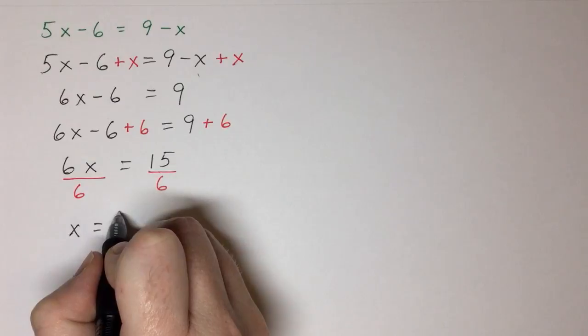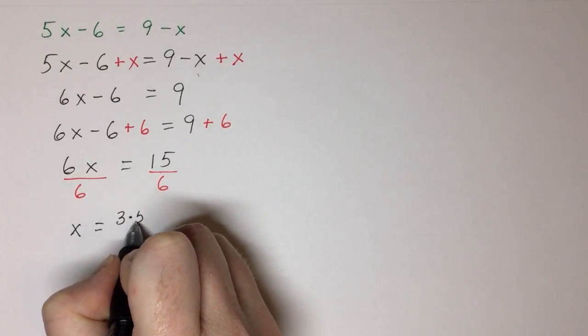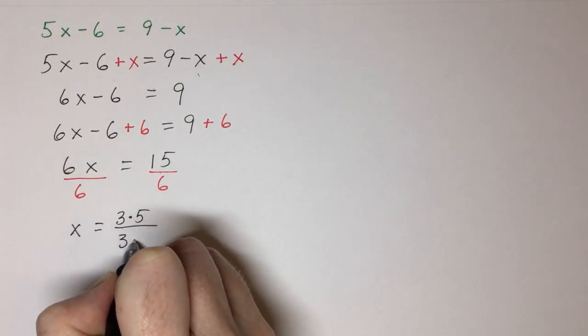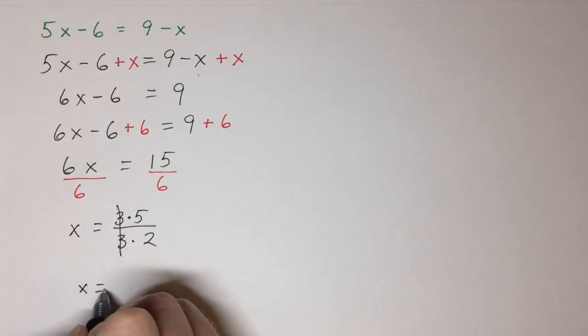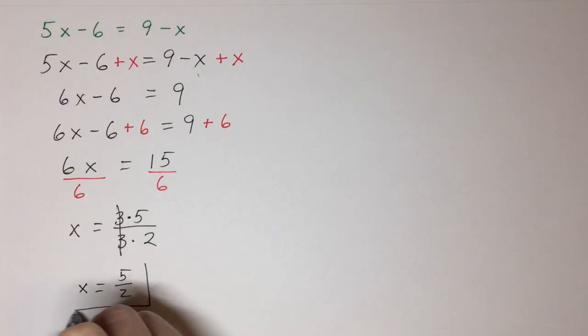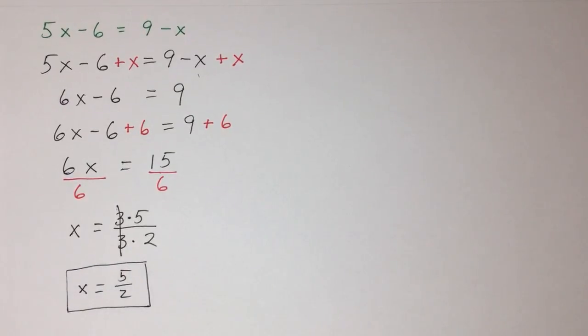Now 15 over 6, there's a common factor of 3. 15 is 3 times 5. 6 is 3 times 2, so we can divide out that common factor, and we're left with x equals 5 halves.